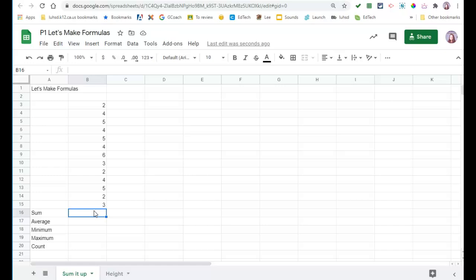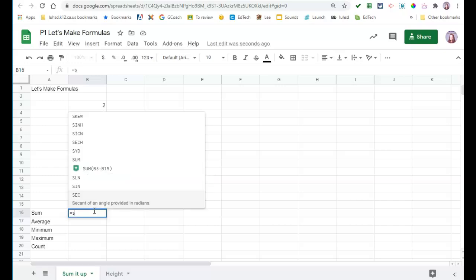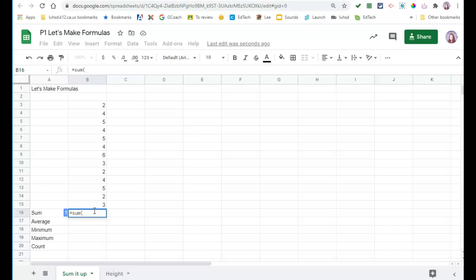So review from earlier this week, all formulas start with the equal sign: equals, sum, parentheses. So we're going to tell it what we want to sum up. I'm going to click on B3. Notice that it turned orange and it turns to B3. I'm holding down the Shift key and arrowing down. So now it says equals sum, parentheses, B3 colon B15.